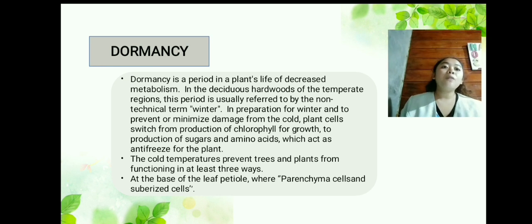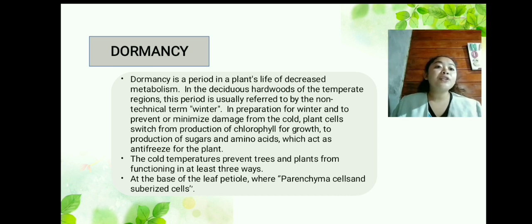Dormancy. Dormancy is a period in a plant's life of decreased metabolism in the deciduous hardwoods of the temperate regions. This period is usually referred to by the non-technical term winter. In preparation for winter and to minimize damage from the cold, plant cells switch from production of chlorophyll for growth to production of sugars and amino acids, which act as antifreeze for the plant. As already mentioned, chemicals in the leaves are drawn into stems and eventually to the roots during this process.